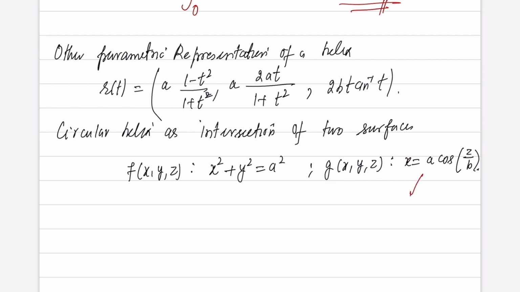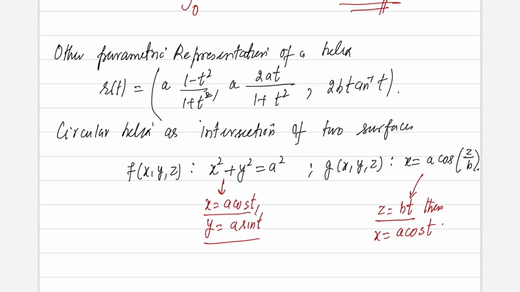Now in fact, how do we understand this is a helix? If we put z equal to bt, then we get x is equal to a cos t, which satisfies here, and here we have x is equal to a cos t, y is equal to a sin t, and z is equal to bt, which is actually the previous parametric representation of a helix.